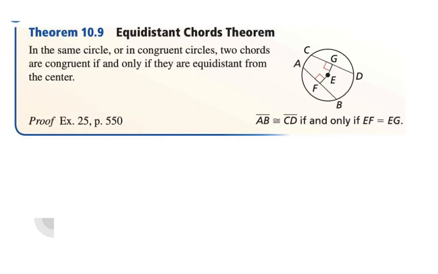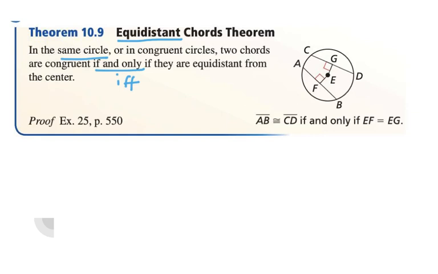Okay, moving on. This is kind of an interesting word, equidistant. It just means equal distance, the same distance. So if we have a circle, either the same circle or congruent circles, two chords are congruent if and only if, and in future math classes you'll see that abbreviated by IFF, if and only if, they're equidistant from the center.